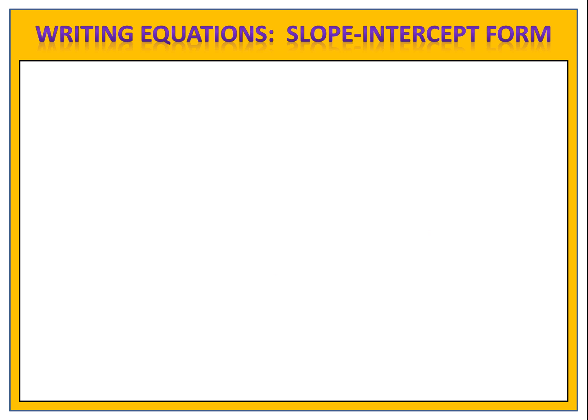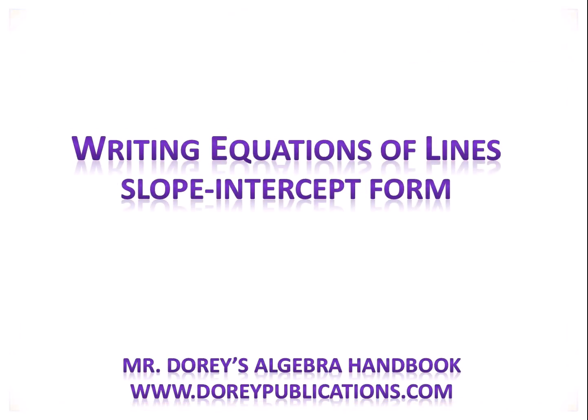And this is everything you need to know to get started writing equations of lines in slope-intercept form when you're either given a point and the slope, or when you're given 2 points.